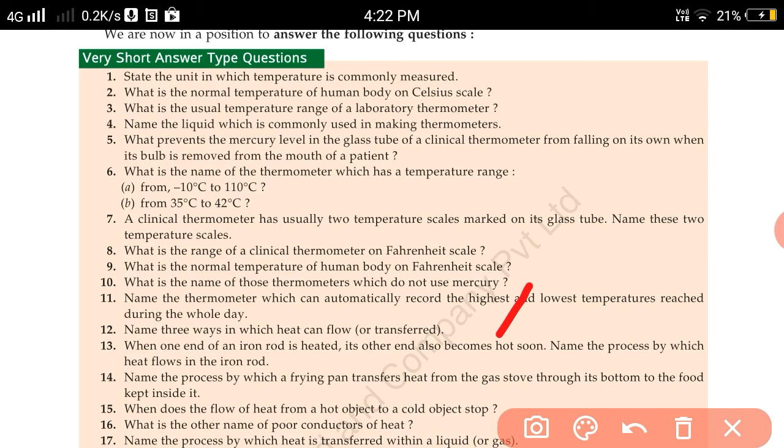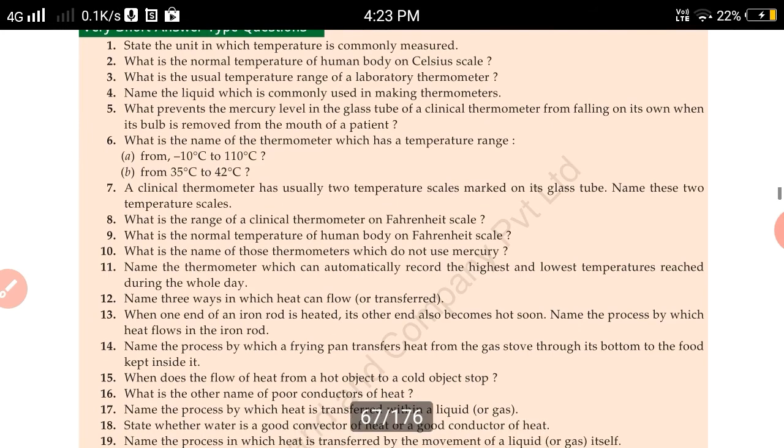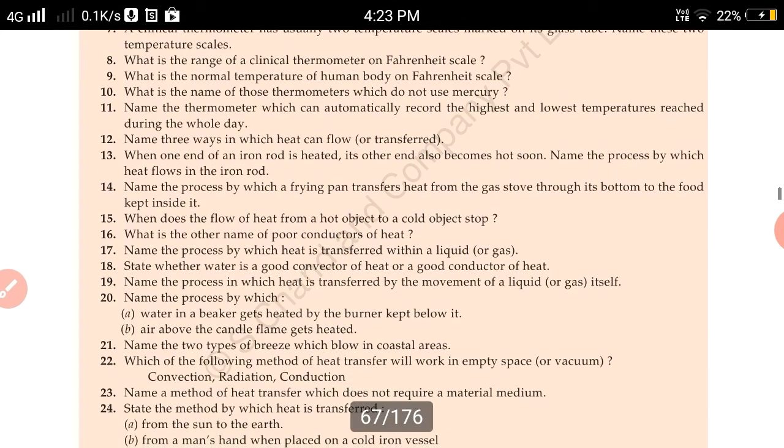And next question is question number 15. When does the flow of heat from a hot object to a cold object stop? When the temperatures of both the objects become equal. Next is, what is the other name of the poor conductor of heat? These are the insulators. Name the process by which heat is transferred within a liquid or a gas. It is convection.